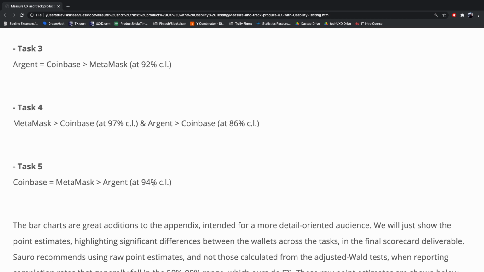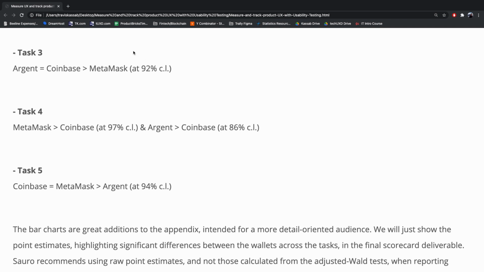And these are the final results that we're going to show for completion rate in the usability scorecard. We're going to show the point estimate of completion rate for each wallet, and then we're going to mark these statistically significant differences with colored boxes.